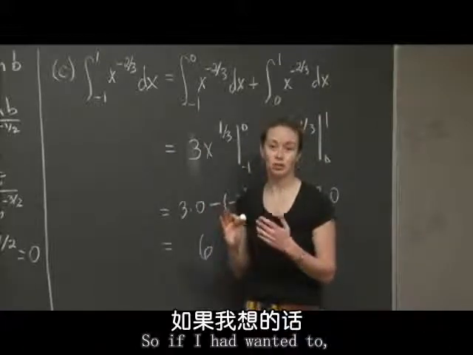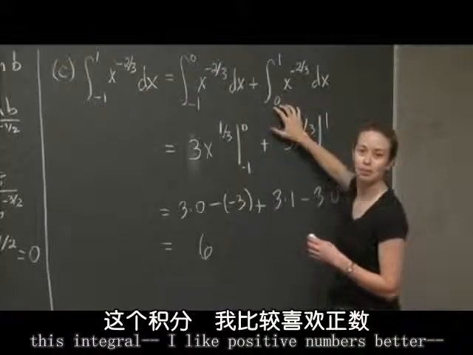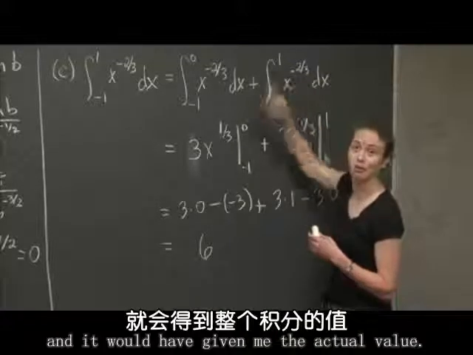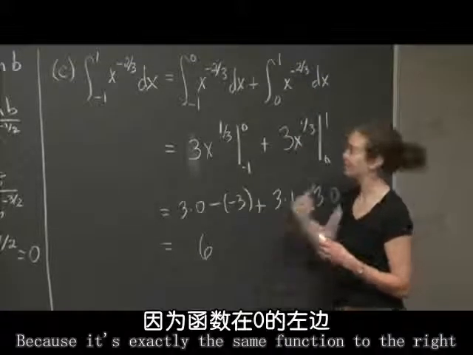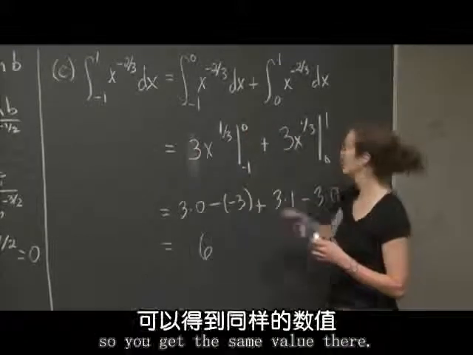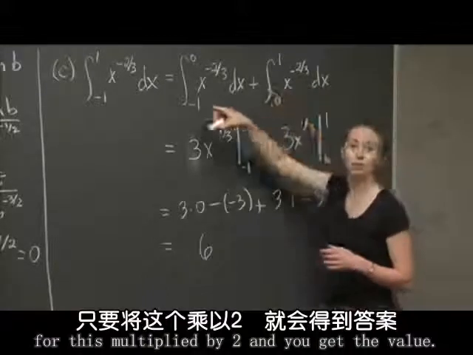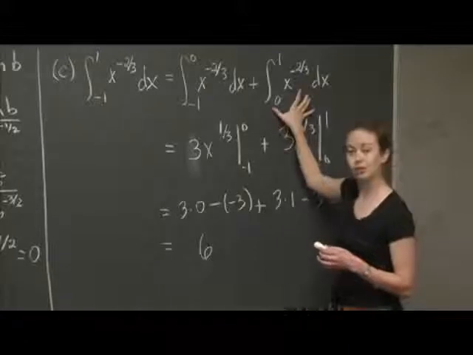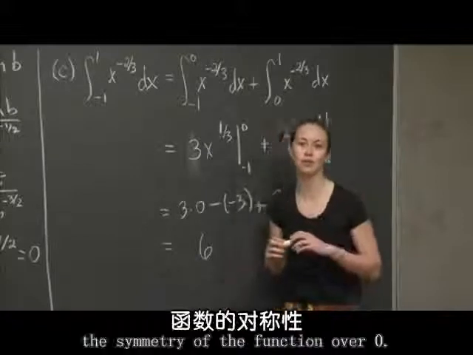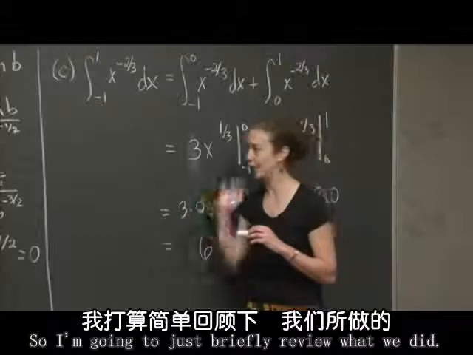So if I had wanted to, I could have just found the value of, say, this integral. I like positive numbers better. The integral from 0 to 1 of this function, multiplied by 2, would have given me the actual value. Because it's exactly the same function to the right of 0 and to the left of 0, a reflection across the y-axis, you get the same value there. So you actually would have gotten 3 for this, multiplied by 2, and you get the value. If this one had diverged, that one also would have had to diverge, and the whole thing would have diverged. And that's because of the symmetry of the function over 0. So I'm going to just briefly review what we did, and then we'll be done.